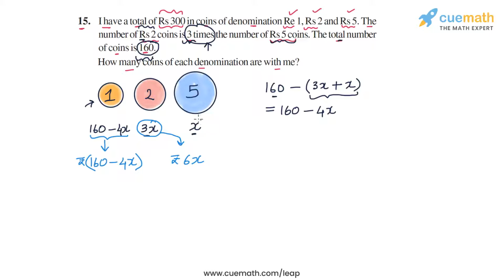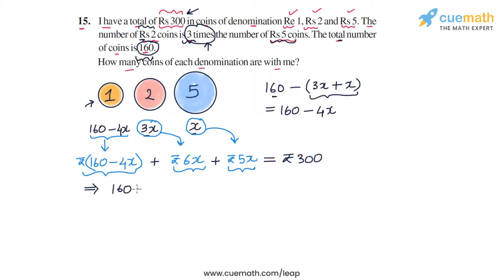And now what about the 5 rupee coins? I have x 5 rupee coins and the total rupee value of these 5 rupee coins will be 5 into x or rupees 5x. So I have these many rupees in 1 rupee coins, these many rupees in 2 rupee coins and these many rupees in 5 rupee coins, and the total number of rupees I have is 300. This is also given to us in the problem statement. So the sum of these three amounts should be rupees 300 and this is how we get an equation in x. So let's solve this.